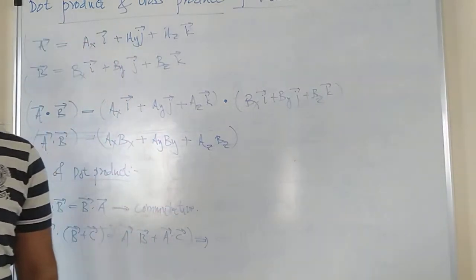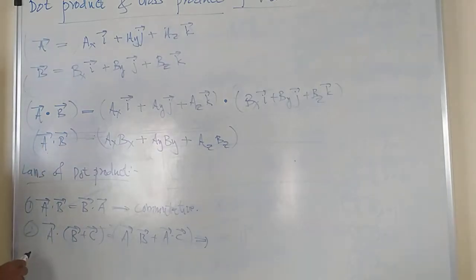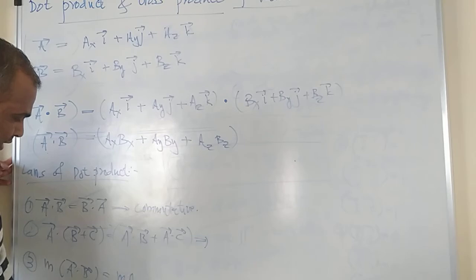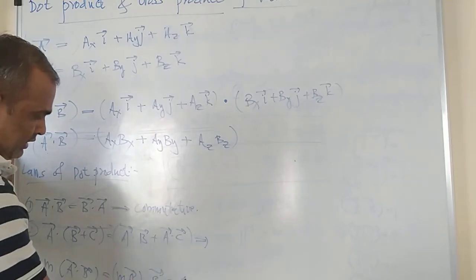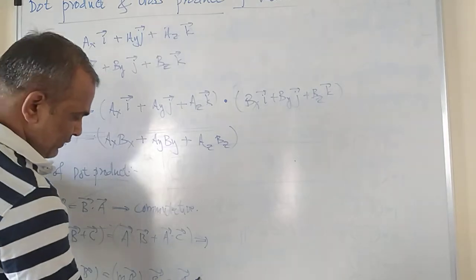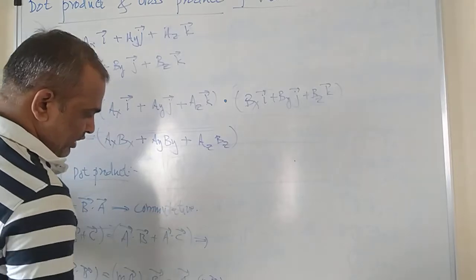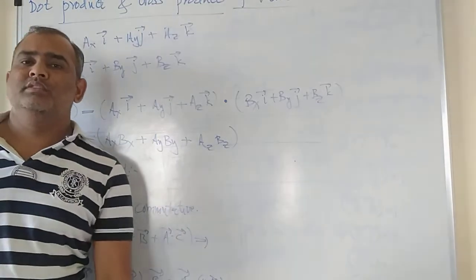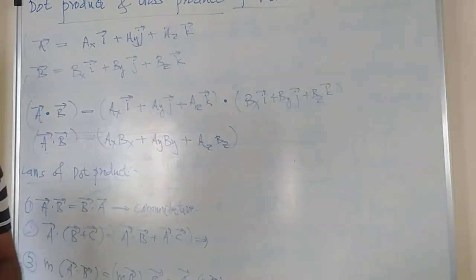Got it? The next property is if you multiply by a scalar. Suppose m is a scalar and you are multiplying it with the dot product, then you can multiply by the scalar to the first vector and take the dot product, or you can multiply by the scalar to the second vector and then take the dot product. Both will give you the same result. Got it? So these are the laws valid for the dot product, which are simple.